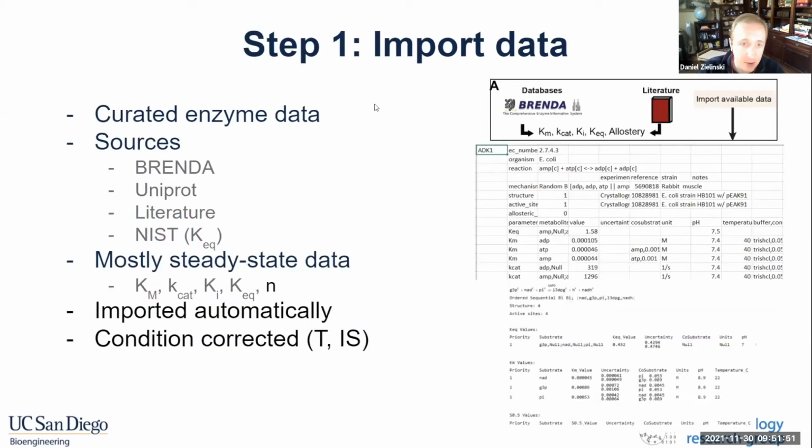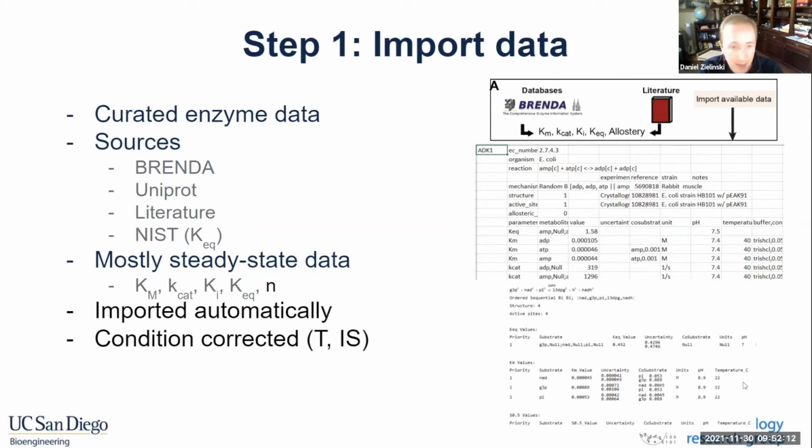Okay, so let's step through these steps. So first, we just curate all the data. So we import it and then curate it so that for every enzyme, we have a number of kinetic parameters that all have conditions, they have references to the original study. We just keep this in a big table for now, and we import that into Mathematica.